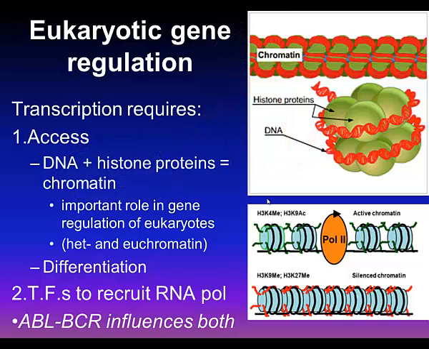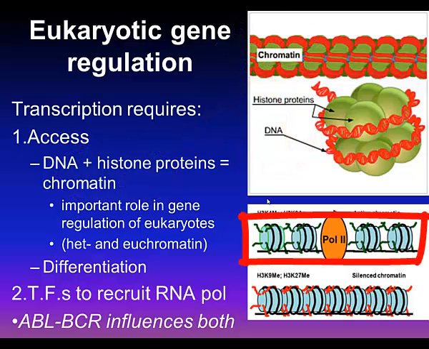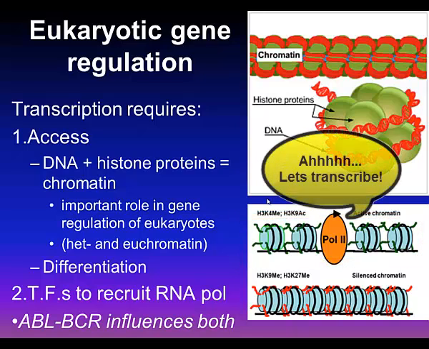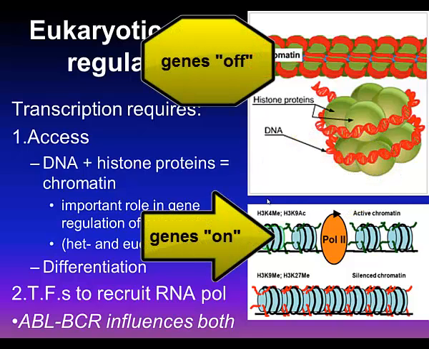Compare that to the DNA that's opened up, euchromatin. The DNA here is opened, accessible. You can see the RNA polymerase actually landed right in there inside the promoter site, and now you're going to have active transcription. So those genes are going to be turned on.